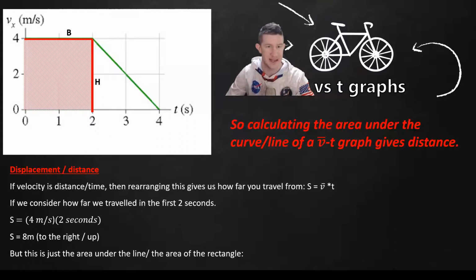So if we calculate the area under the curve of a velocity time graph, we get the displacement. Remember we talked about previously the slope of a distance time graph gives us velocity. Now we've got a velocity time graph. If we calculate the area under it, we go backwards and we find the displacement.